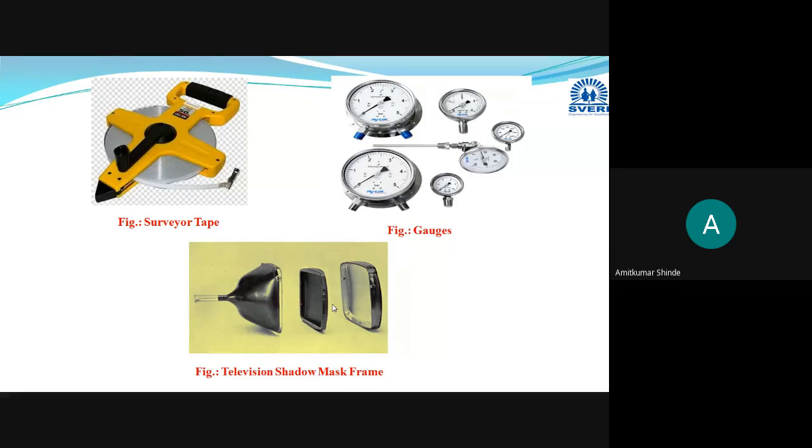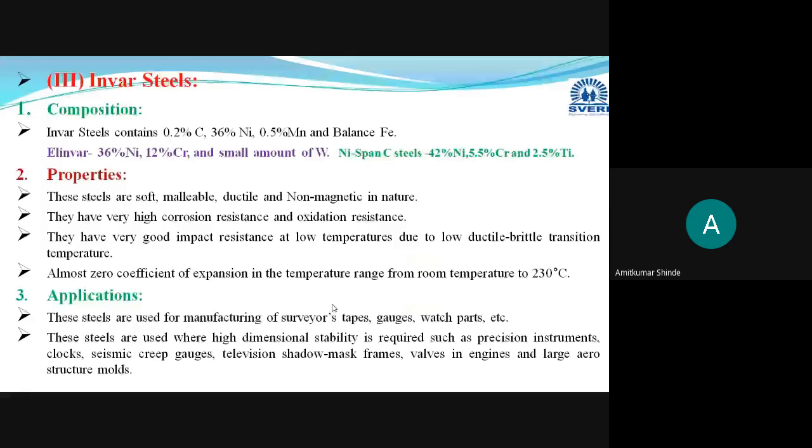Invar steel, okay, I will repeat this part. It has a carbon percentage of 0.2%, nickel 36%, and 0.5% manganese, and the remaining will be iron. Then it is soft, malleable, ductile, and non-magnetic in nature. Then these Invar steels have very high corrosion resistance, as well as very good oxidation and impact resistance. And it also has a very low ductile brittle transition temperature.